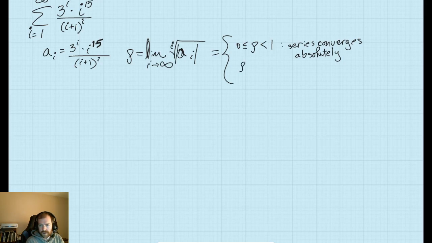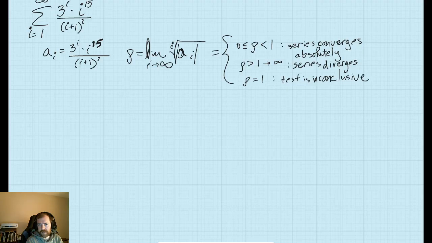If rho is greater than 1, which means that it can go to infinity, or it can be a finite number that's just greater than 1, then this series will diverge. And if rho is equal to 1, then the test is inconclusive. You gotta find yourself another test.